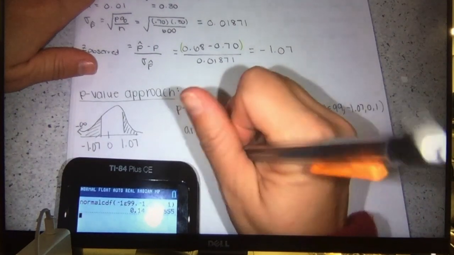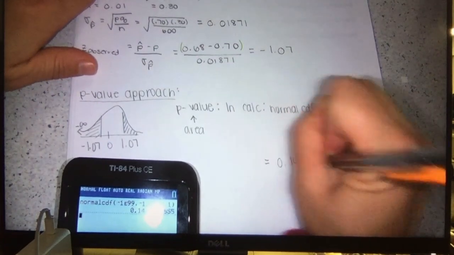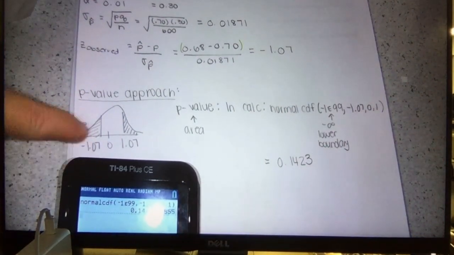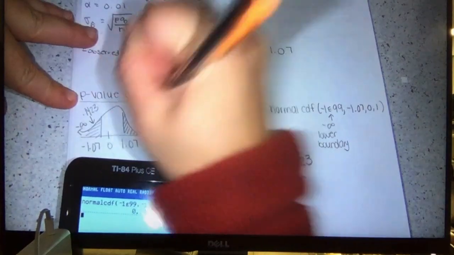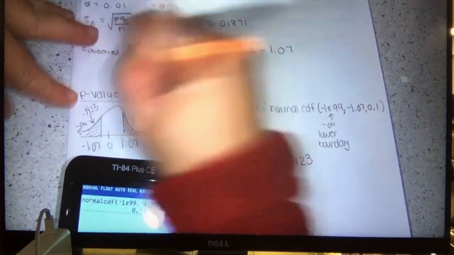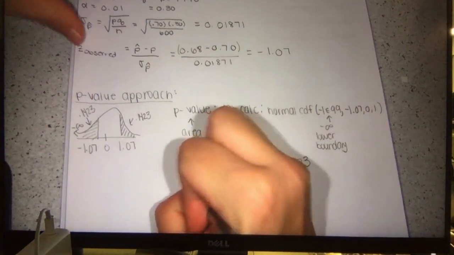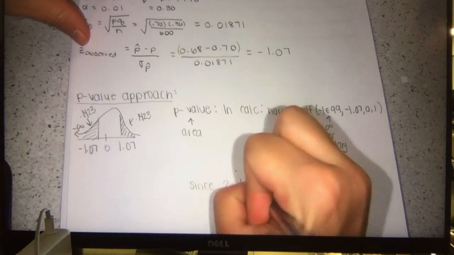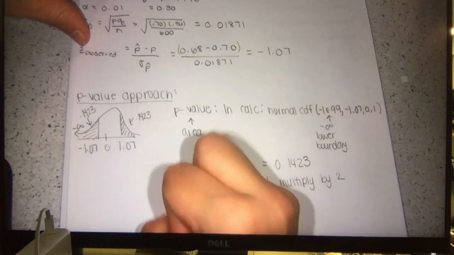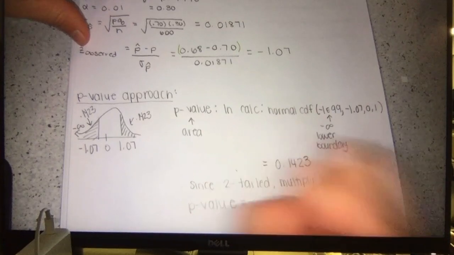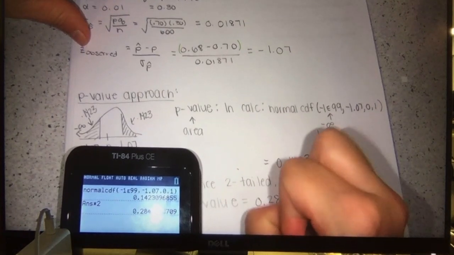Boom, that will give us our p-value of 0.1423. But remember, there's two of them. So that's saying that this area is 0.1423, and that means this area is 0.1423. There's two of them, so we need to multiply by 2. So our p-value is that number times 2, which is 0.2846.